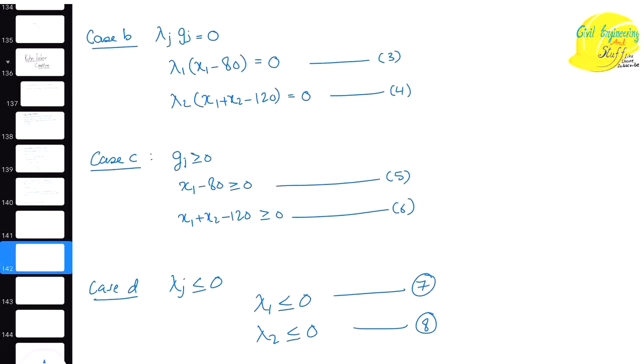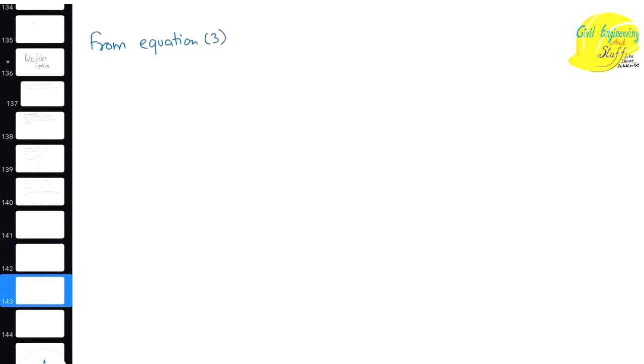Equation 3 is lambda 1 times (x1 minus 80) equal to 0, right? This is our equation 3. So from this we have either lambda 1 is equal to 0 or x1 minus 80 is equal to 0. From this equation we have these two cases. To make this relationship true, we have these two conditions.